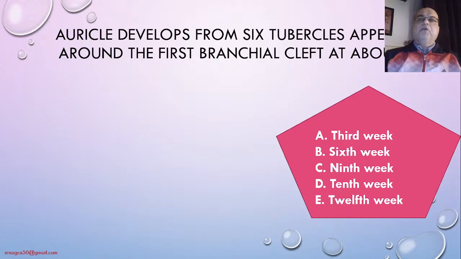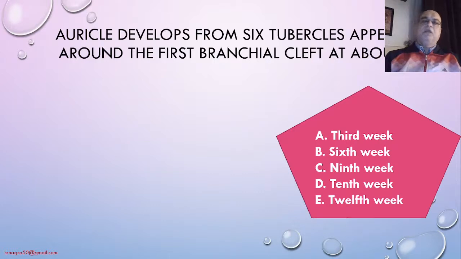So we know that external ear is composed of auricular pinna and external auditory canal. So auricle, it develops from the 6 tubercles which appear around the first branchial cleft during intrauterine life at which week.